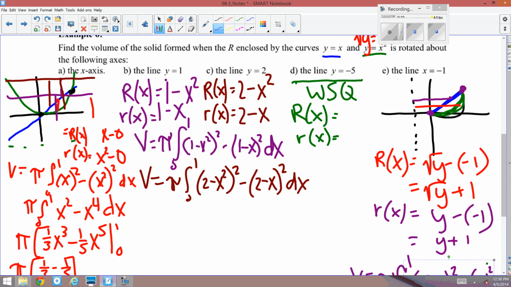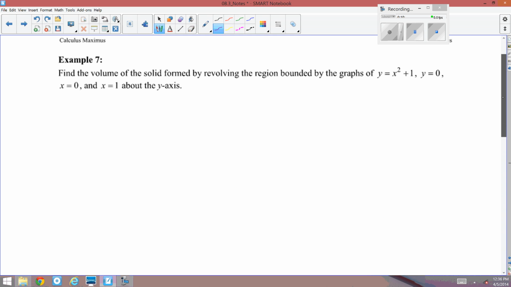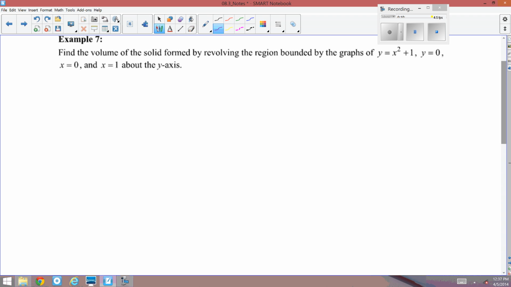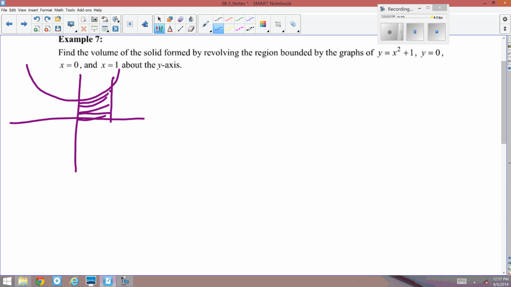All right, so for the next one, I'd like you to take a look at, if you can do it, that'd be great, but take a look at this example. We have x squared plus 1, which would be up here, y equals 0, x equals 0, and x equals 1. So we're looking at this piece right here. We're going to rotate it about the y-axis.